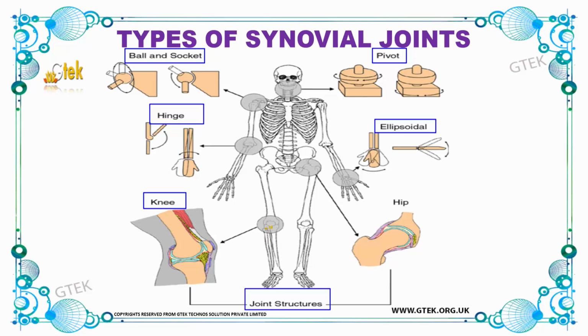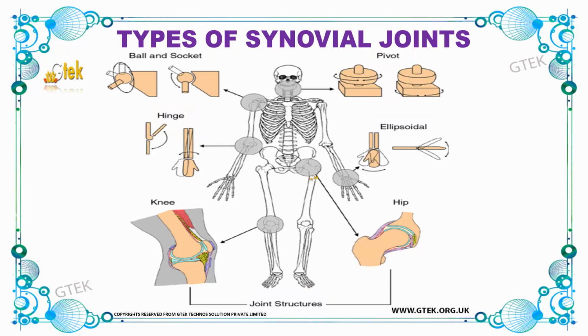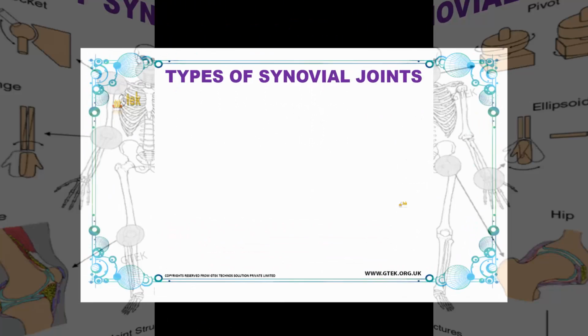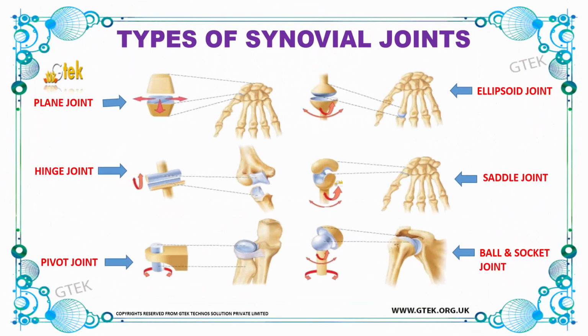So your knee has ball and socket joint. Even your shoulder has your ball and socket joint. The upper and the lower arm is joined by hinge type of joint. We'll see the types of synovial joints in detail. So there are 6 types of synovial joints.